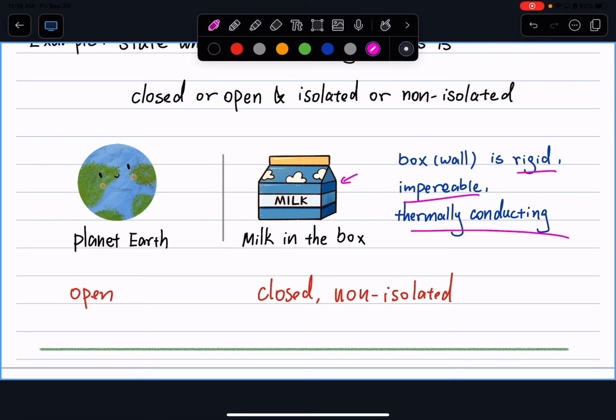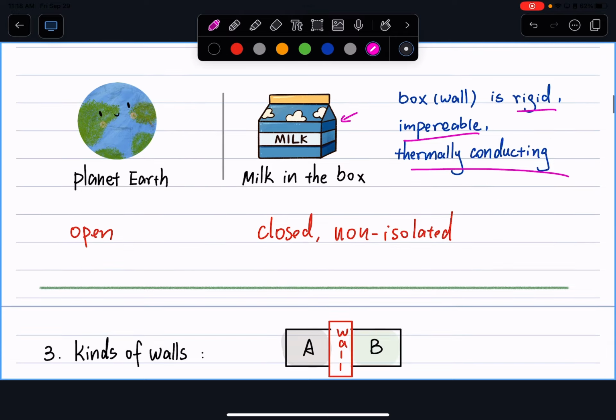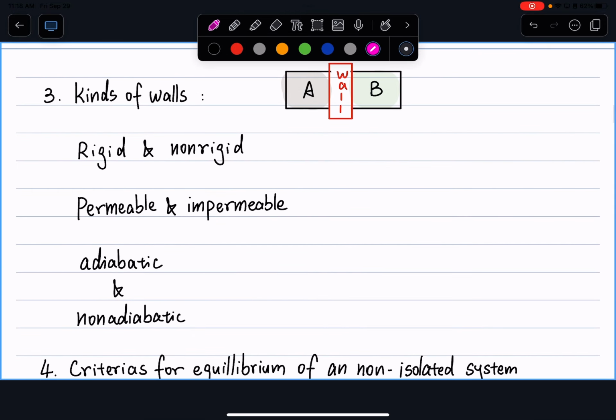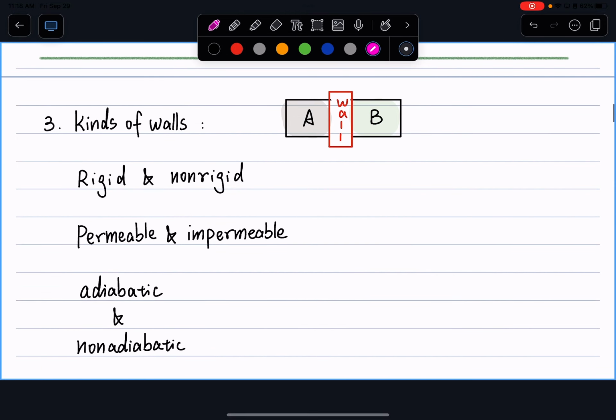Rigid means you don't have expansion and compression of that wall. Impermeable means the material cannot go in and out. And thermally conducting means heat can go in and out. So these are the criteria for walls. We have different kinds of walls we want to mention. So again, a wall is just something that separates 2 systems or a system from its surrounding.